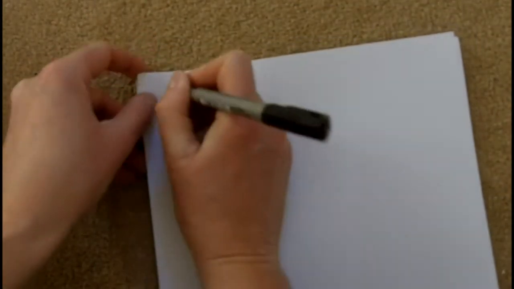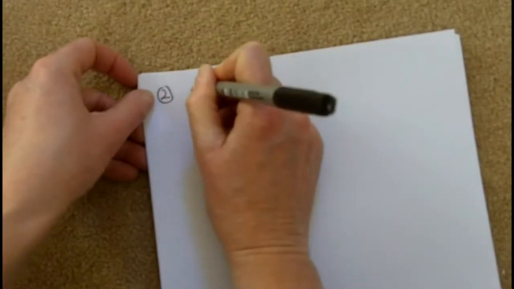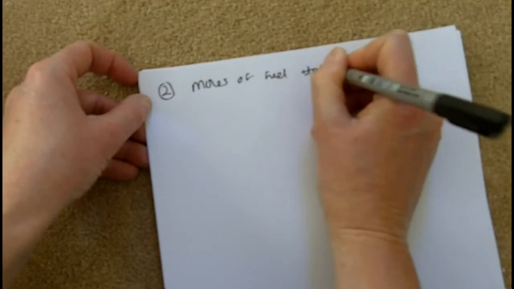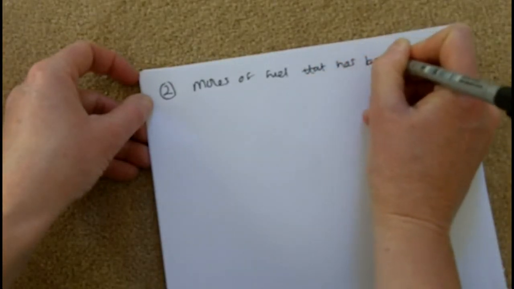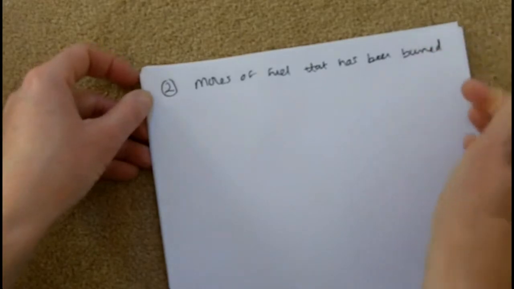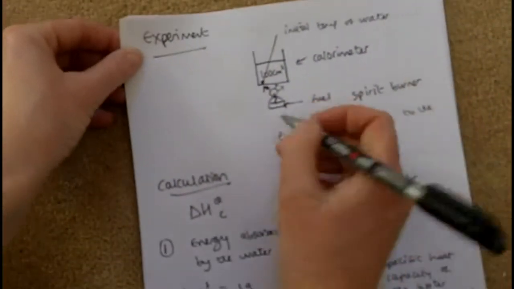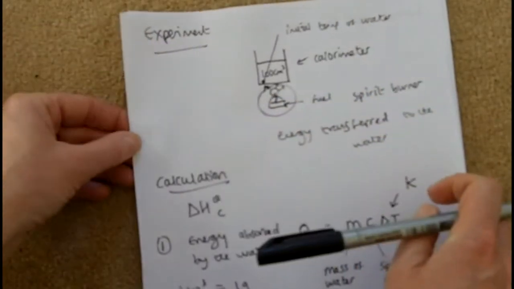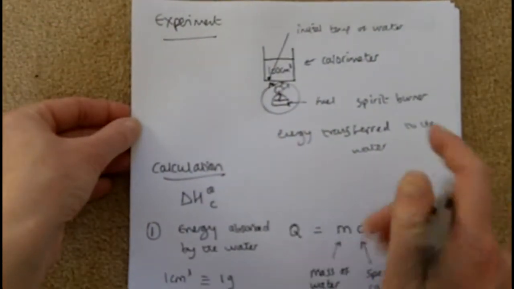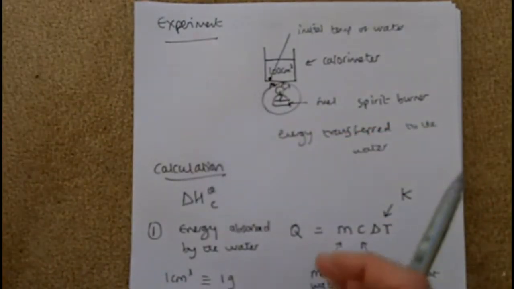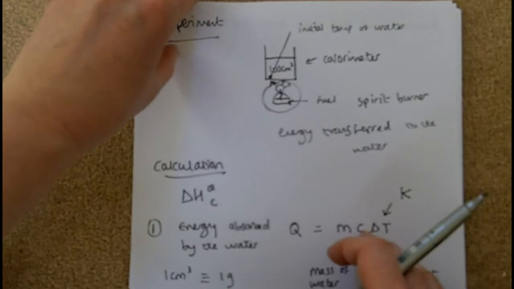Okay, energy absorbed. So the second stage is we need to work out the moles of fuel that have been burned. This is in the spirit burner, because you weigh the spirit burner, this part here, at the start, then you burn the fuel, and then you weigh it at the end, you get the difference, and that's the mass of fuel burned.